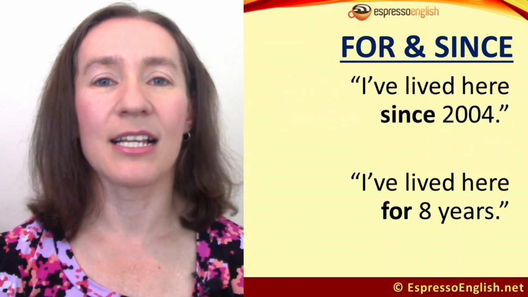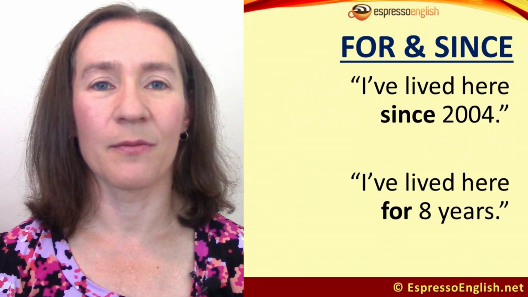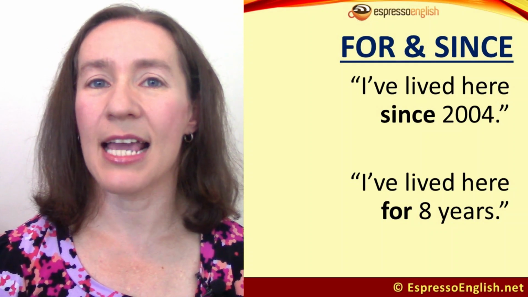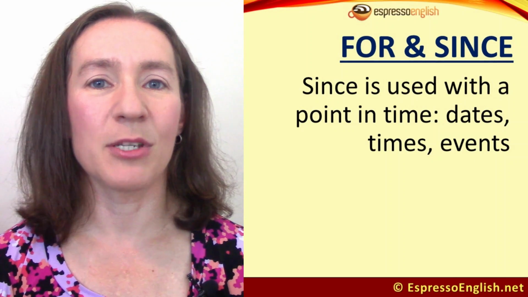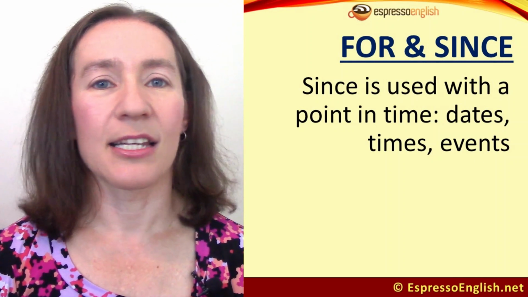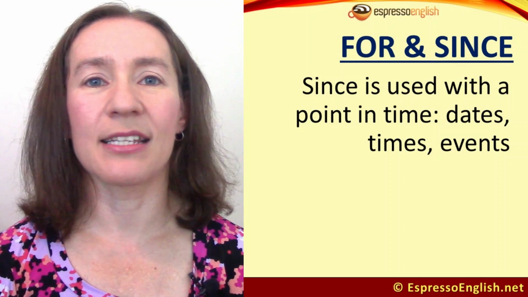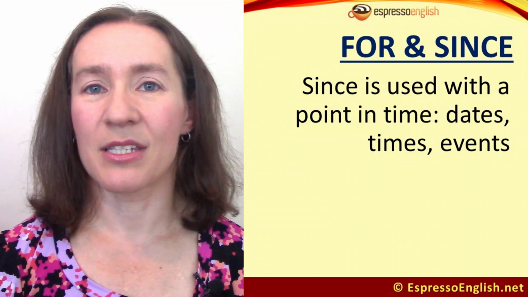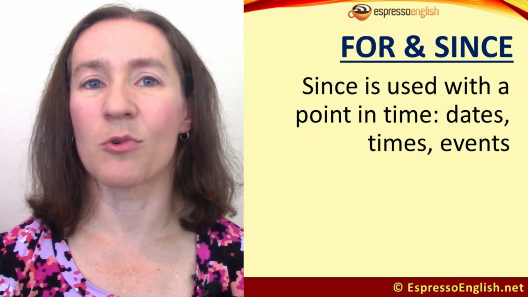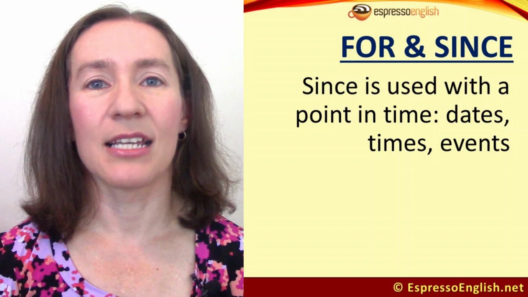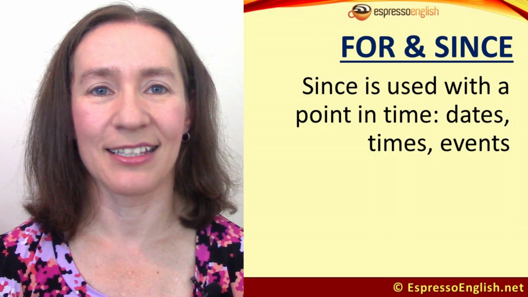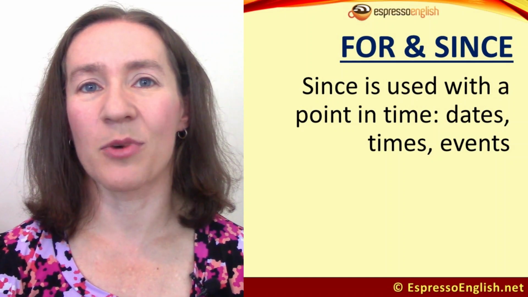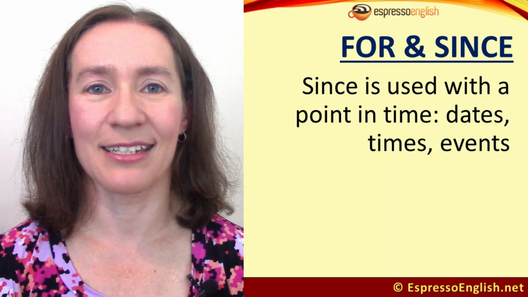I've lived here since 2004. I've lived here for 8 years. Since is used with a point in time. So we use since with dates. Since 2011, since January, since Tuesday. Times, 6:15, noon, this morning, and past events, since I was a child, since he graduated from college, etc. Since is always used with the present perfect and not the simple past.